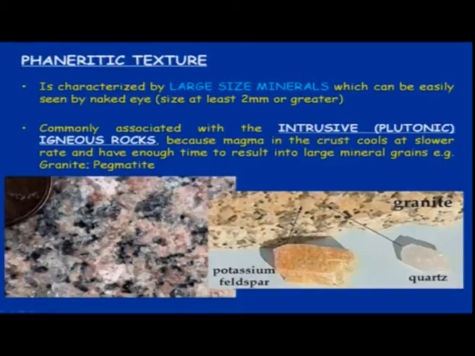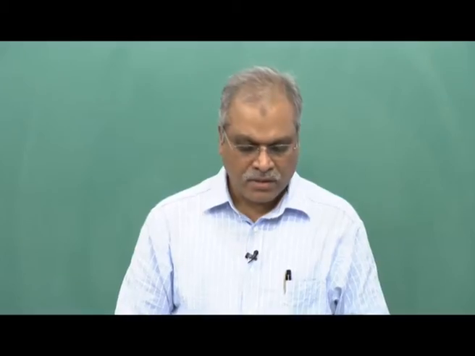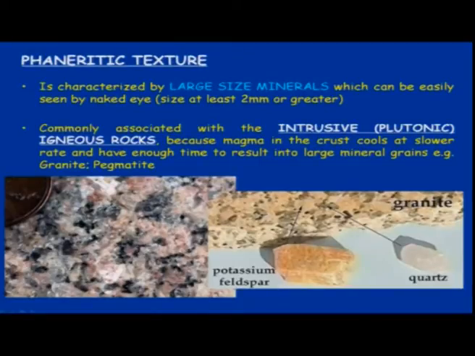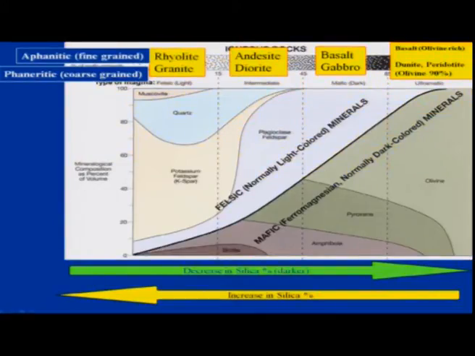So, examples of such types of rocks are granite and pegmatite. There are more also, but these are a few examples. Then we look at the diorite. So, we are looking at the phaneritic coarse grain rocks. So, how does the diorite look?